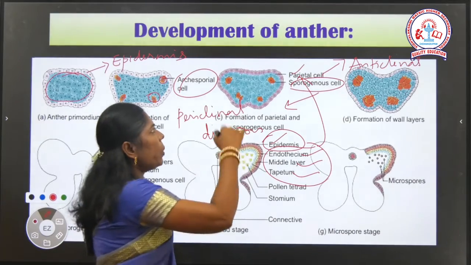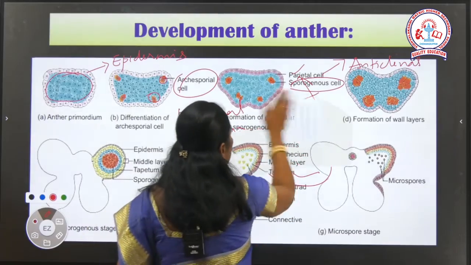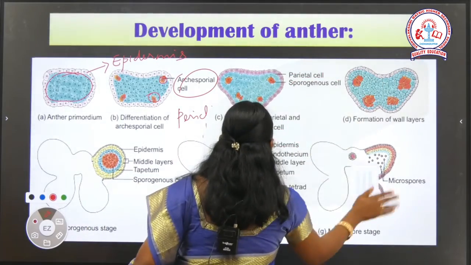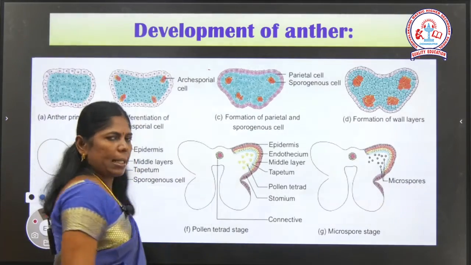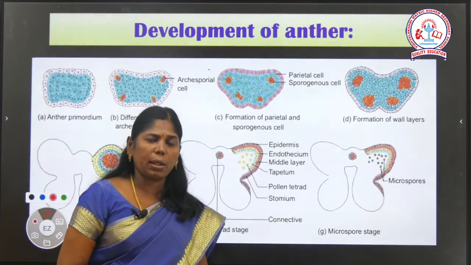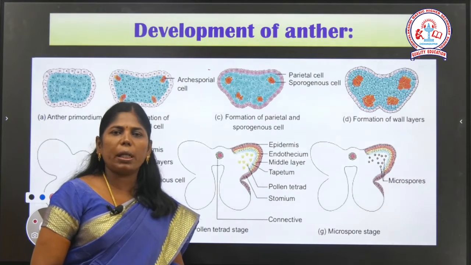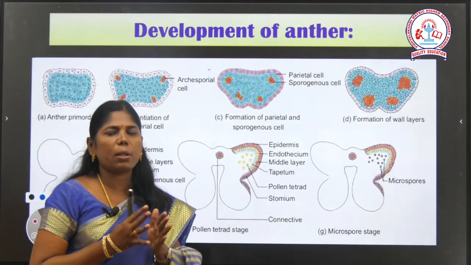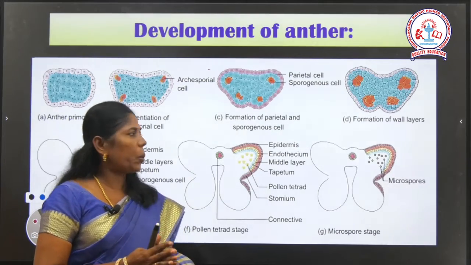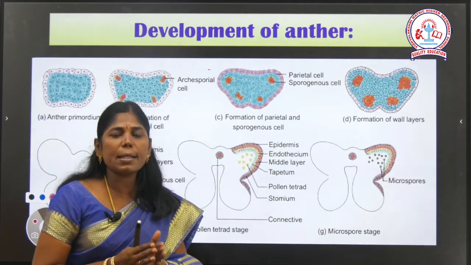So what about the primary sporogenous cells? The primary sporogenous cells are undergoing divisions. What type of division occurs in the primary sporogenous cells? They undergo mitotic divisions. As a result of mitotic division, the primary sporogenous tissues are formed. From the primary sporogenous tissues, the microspore mother cells are formed.